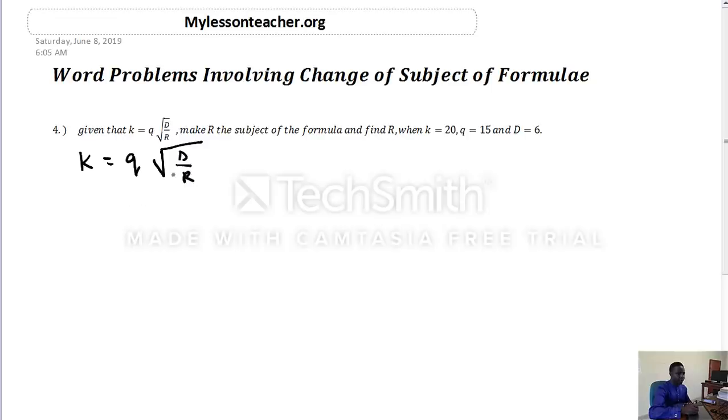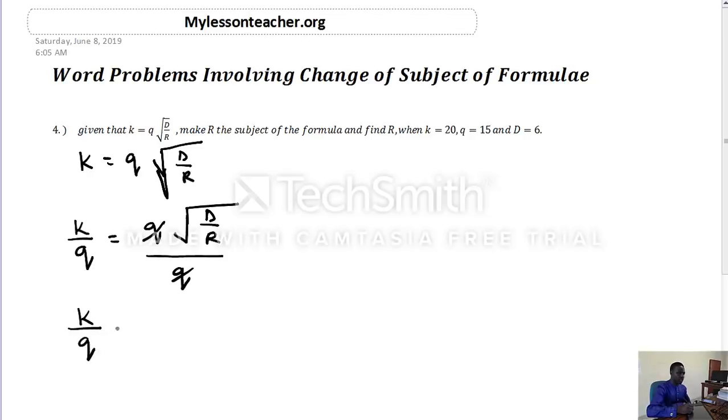Making R the subject of the formula, I will first of all get rid of the Q. So I'm going to divide both sides by Q. That will give us K over Q is equal to Q root D over R, divided by Q, of which Q will cancel Q, leaving us with K over Q is equal to square root of D over R. Now I have succeeded in moving Q to the other side of the equation.